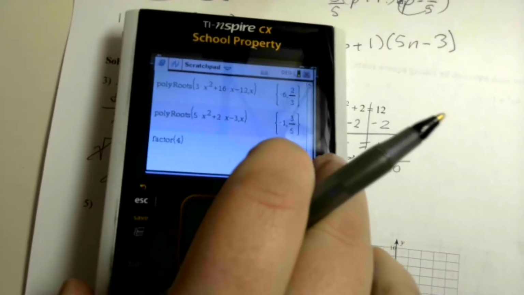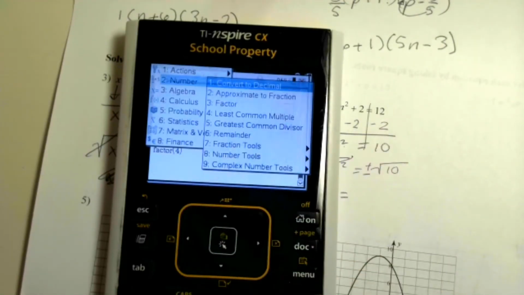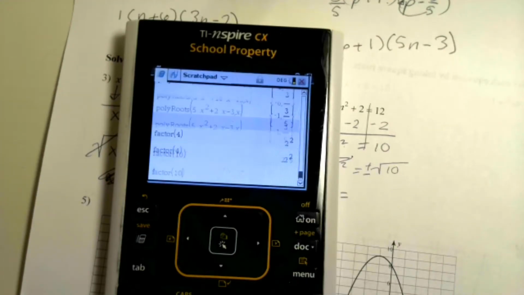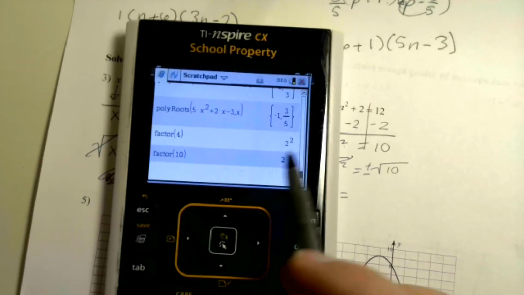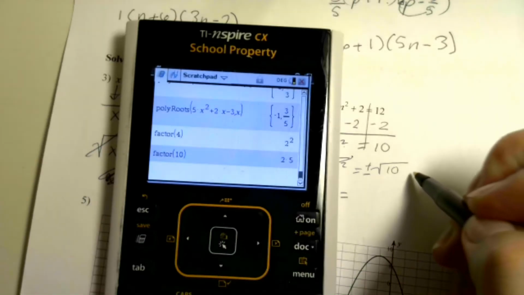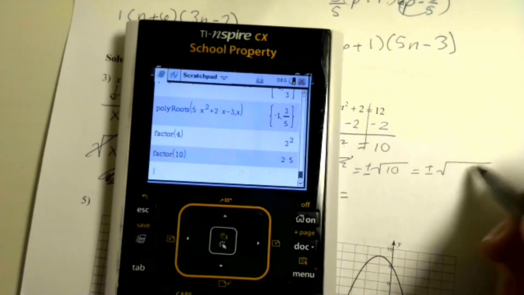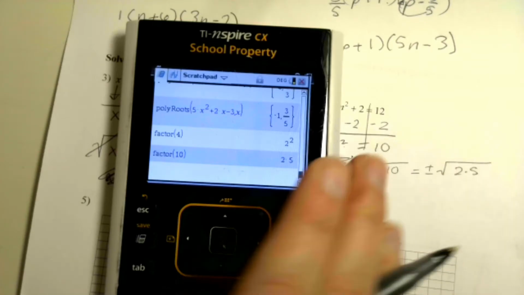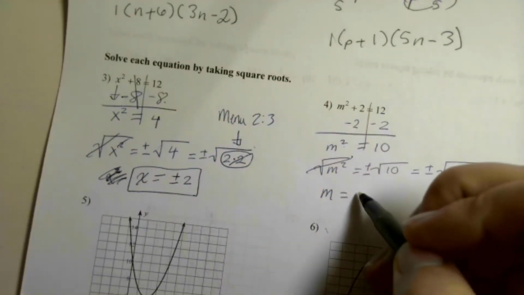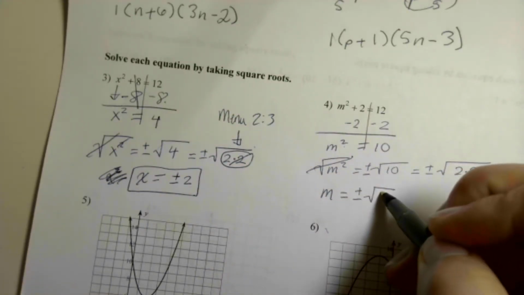Let's use menu 2, 3. Menu 2, 3, put in 10. Well, 10 is 2 and 5. None of those numbers are the same, so I won't be able to get a group and take them out. So if you want me to show you what I mean, there's no group of 2, so I can't circle it, so I'm pretty much just stuck with this. So it's just plus or minus the square root of 10.